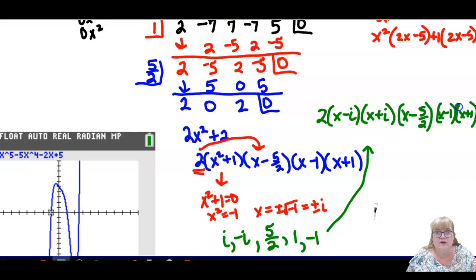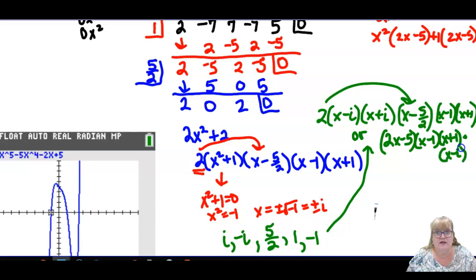Okay. Some of you are smart enough to realize that you could have distributed the 2 through here and made that factor 2x minus 5 because that would be 5/2, and then you wouldn't have needed the 2 out front. So you'd have an x minus 1 and x plus 1, and then you'd still have times the x minus i and the x plus i. Well, that's a hot mess because I ran out of room again.